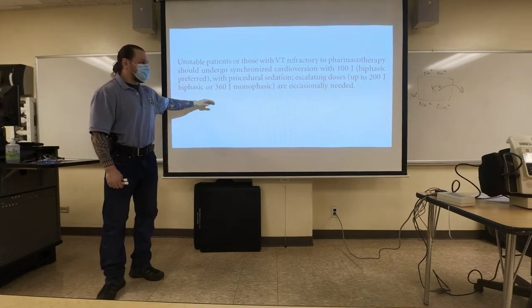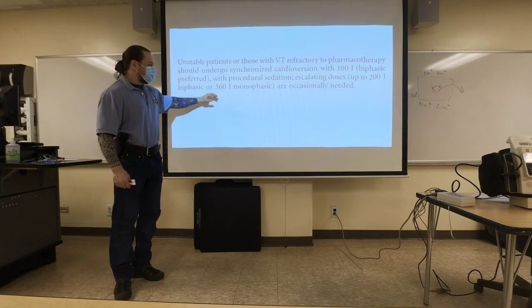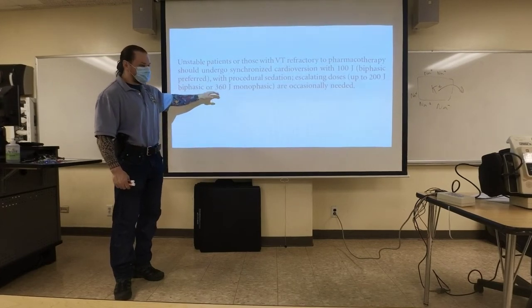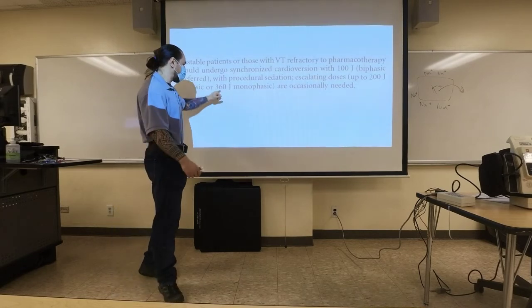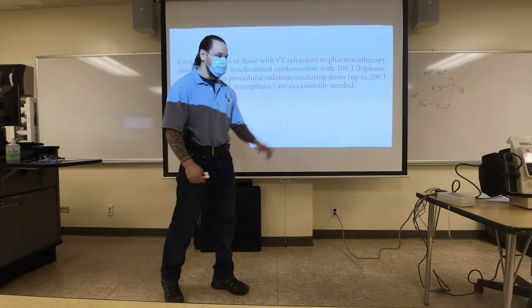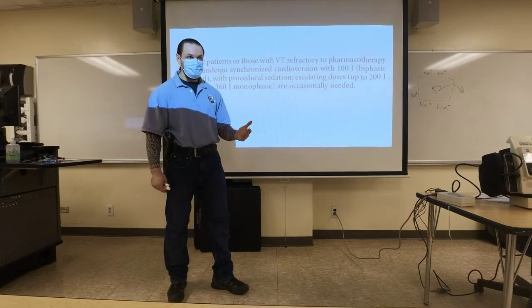For monophasic, you start at 100 joules, and biphasic also starts at 100 joules. Max joule setting on monophasic units is 360. Max joule setting on biphasic is 200. In your protocols, we start everyone at 100, then we go 200, 300, 360.